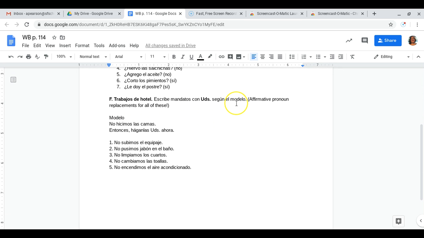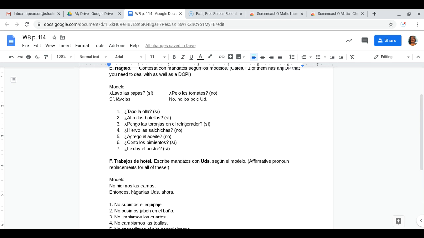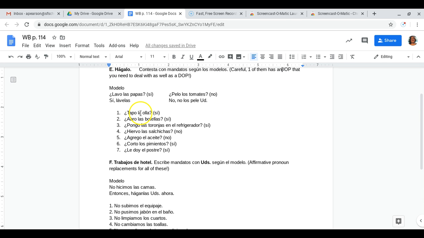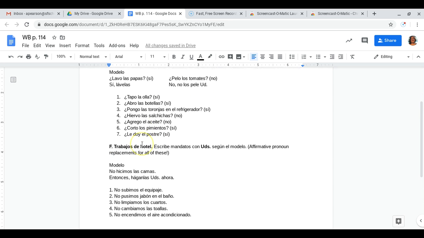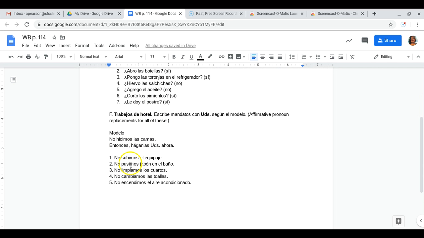And these are going to be affirmative pronoun replacements for all of them. The people are going to be saying, we didn't do this yesterday, and you're going to tell them, we'll do it today. And again, y'all, please pay attention to the directions. We had some issues with this in the very first assignment that we did. If the directions say use an ustedes command, please use the ustedes command all the way through. Now, in the first activity, it was all usted commands because it's the yo form asking. Down here, we've got nosotros, so we need to use the ustedes command.